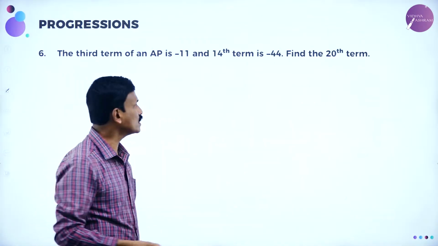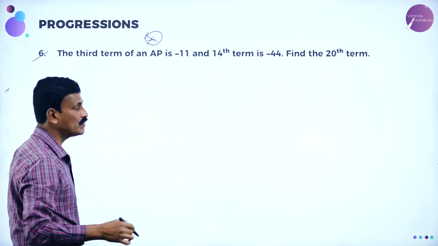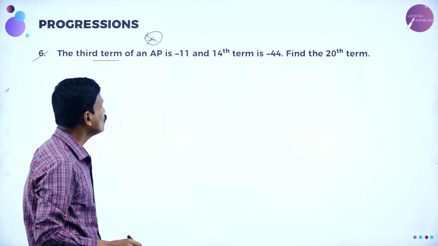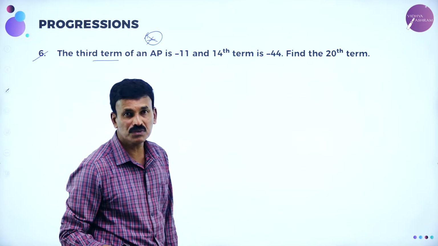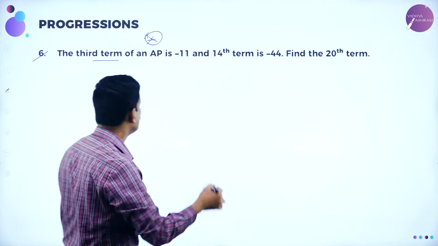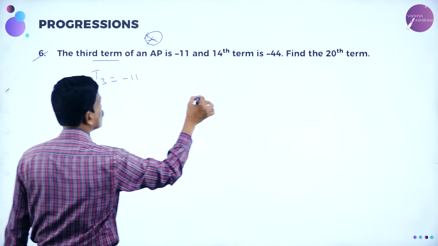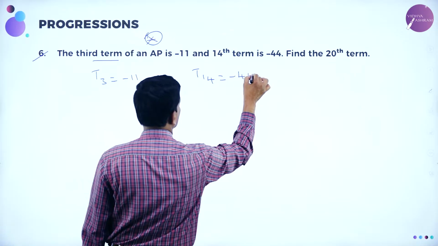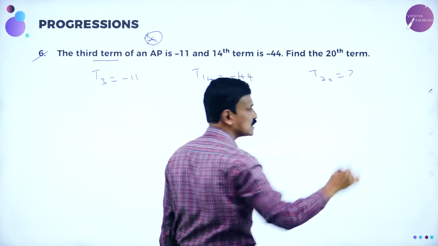Okay, now let us come to the next problem. This is also a very important problem for 3 marks. What is given? The third term of an AP is minus 11, the 14th term is minus 44, and the 20th term is to be determined, same as the previous problem. The third term T3 is equal to minus 11, the 14th term T14 is equal to minus 44, and T20 is to be determined.